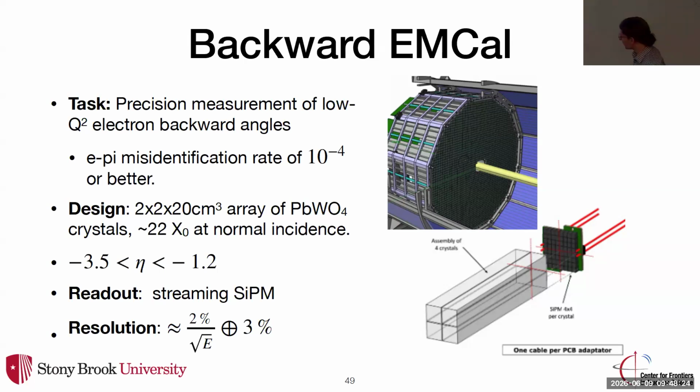You actually probably want it to be a little bit smaller than that because you don't want your shower to be in one tower. Once it's within one tower, you can't tell where spatially it is, where if it strikes multiple towers, you can average them to figure out where the center of the shower is. And there's our resolution, 2% over root E plus flat 3% stochastic term.